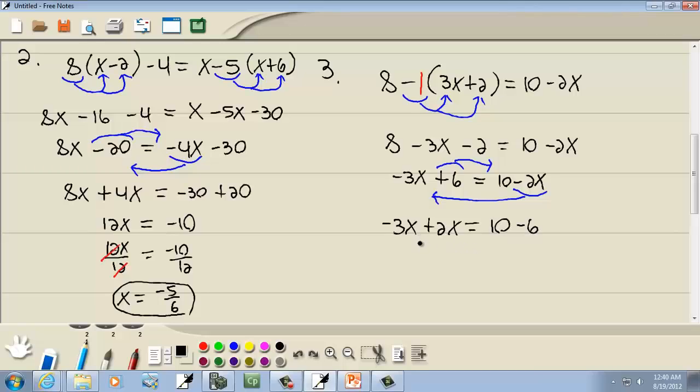Combine together like terms at any step. Negative 3x plus 2x gives us negative 1x, or just negative x, whichever one you put. And 10 minus 6 gives you 4. Now the last step. Divide both sides by the number in front of your x. So we're going to divide both sides by negative 1. And those negative 1s cancel there. And our answer is x is equal to negative 4.